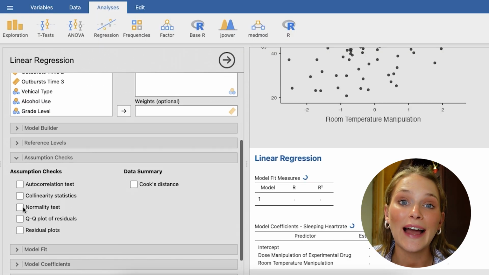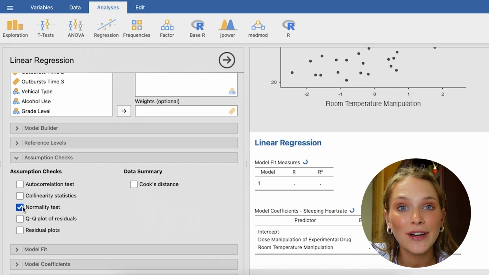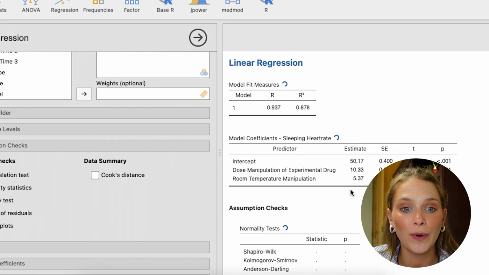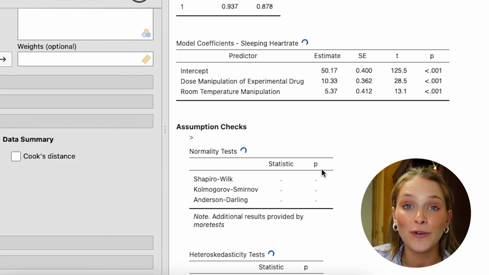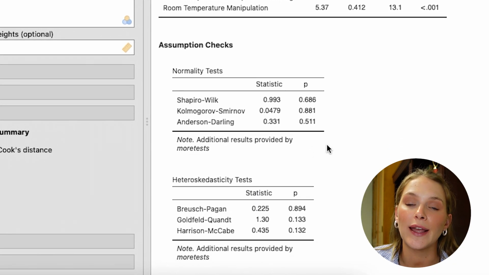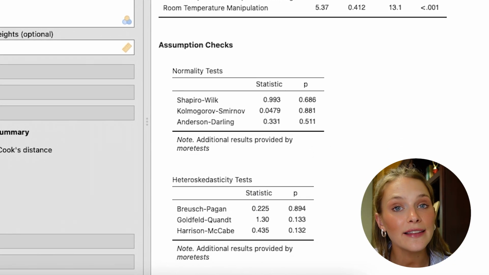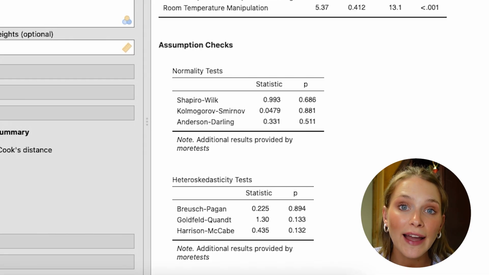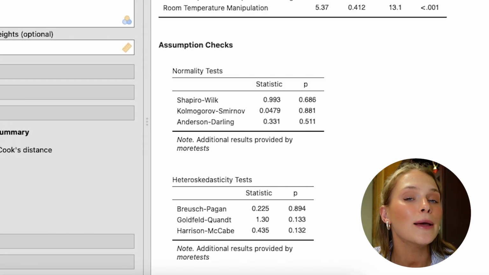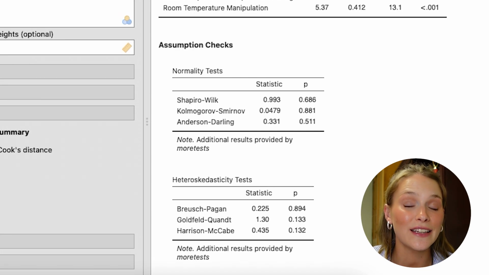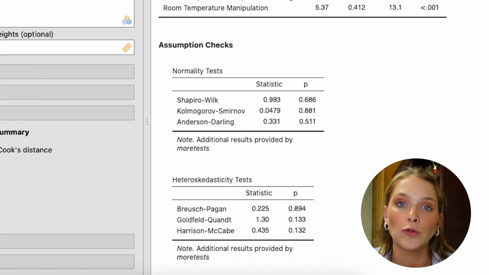Next, you can take a look at normality. So if you click normality test, you're going to get a result for the Shapiro-Wilk test. And what we're looking for there is that the p-value is greater than 0.05. If our p-value for the Shapiro-Wilk test is less than 0.05, then that means that we have violated the assumption of normality because our data are too different, statistically significantly different from the ideal normal data.